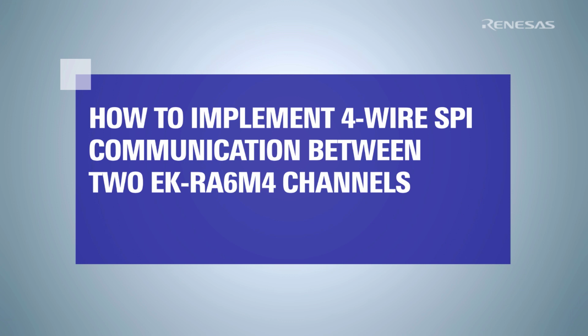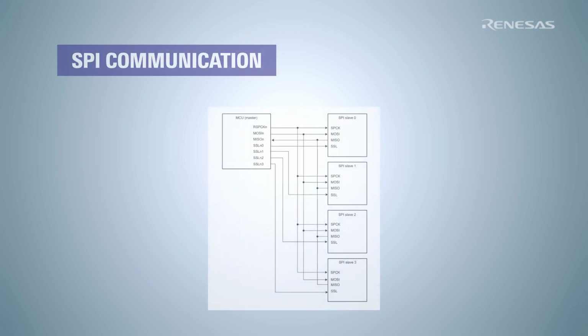In this video, we'll explore the practical implementation of the 4-wire SPI communication between two EK-RA6M4 channels. SPI, short for Serial Peripheral Interface, is a communication protocol that enables a master MCU to establish communication with multiple peripheral or slave MCUs. While the communication can flow in both directions, it always begins with the master MCU.